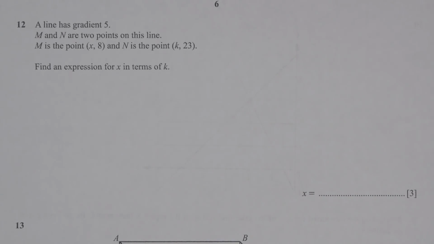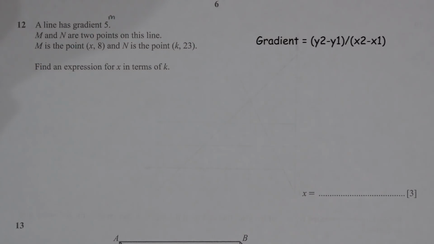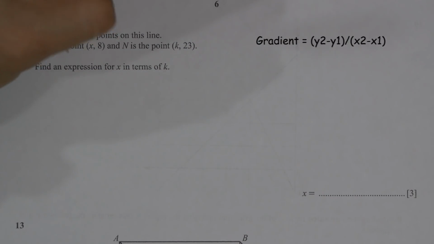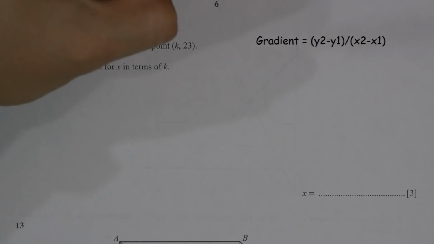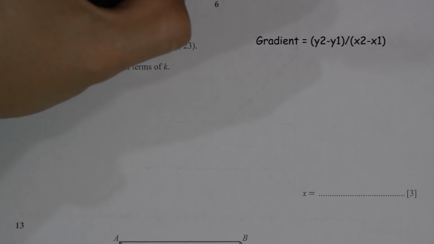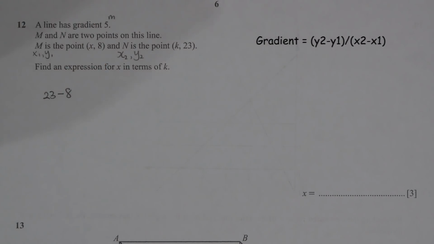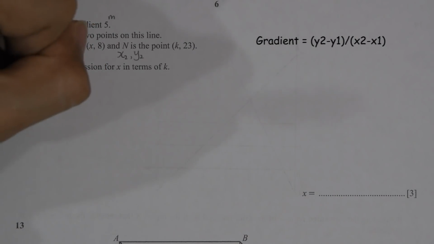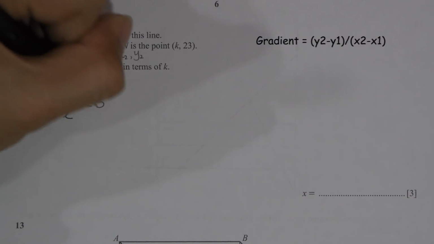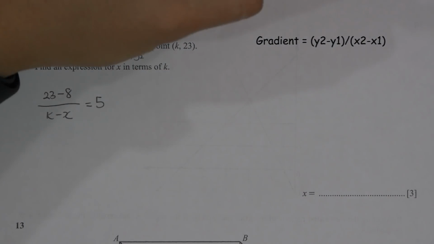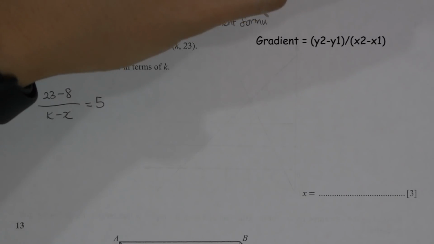So next one. For this question, we will be using the gradient formula as the gradient was given and 2 coordinates was given. So y2 minus y1 over x2 minus x1 will equal to 5. So 23 minus 8, then k minus x equals to 5. So you do the rearrangement, then you will be able to find the answer.